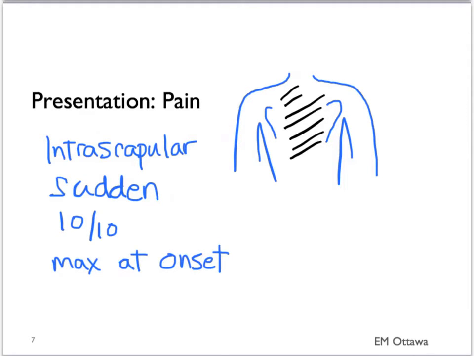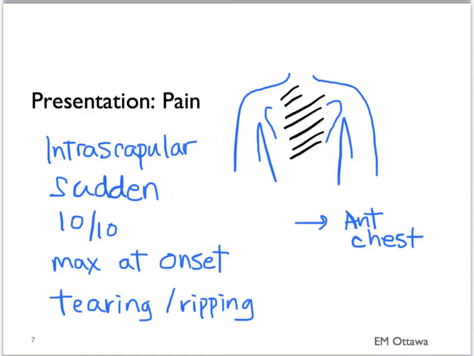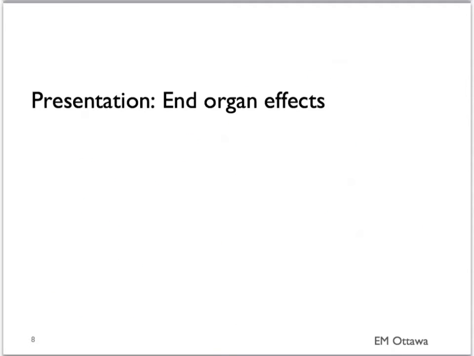Patients sometimes can describe it as a tearing pain. The pain may sometimes radiate to the anterior chest. In terms of the end organ effects, it is all based on which end organs are being affected.